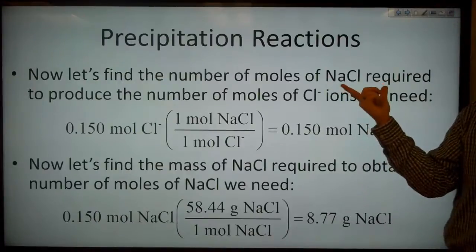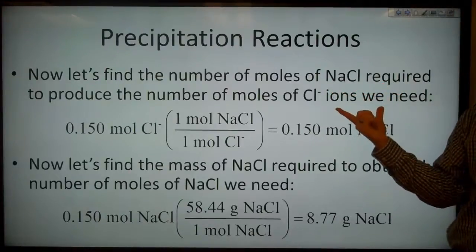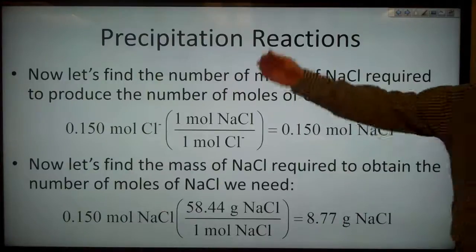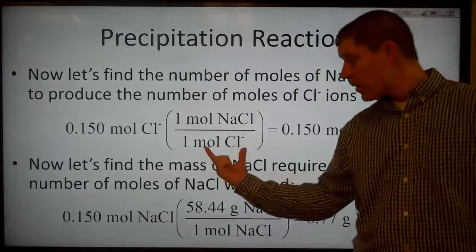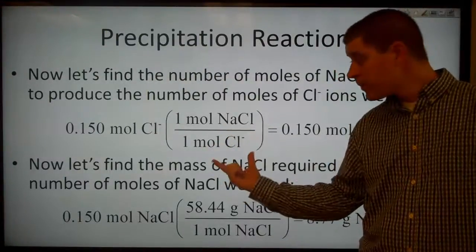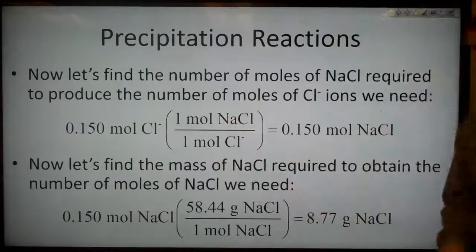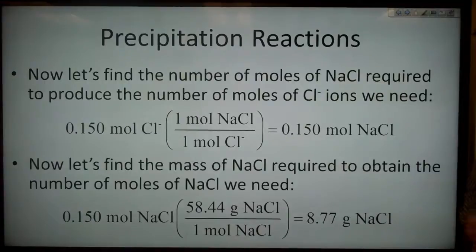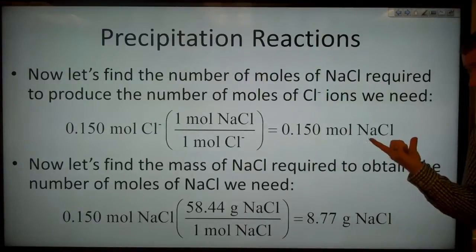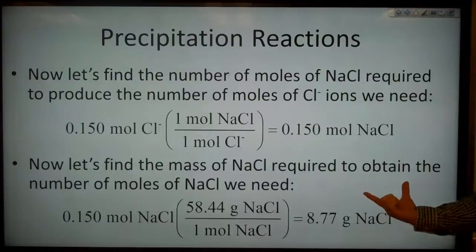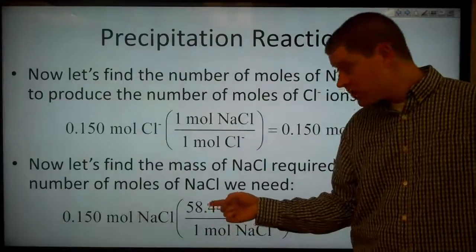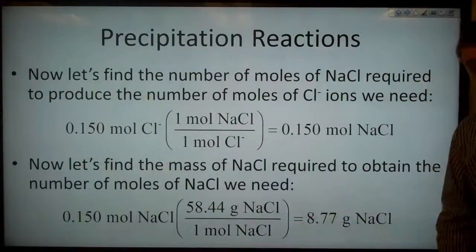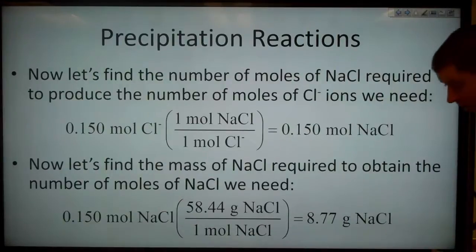Now let's find the number of moles of sodium chloride that are required to produce the number of moles of chloride ions that we need. Well, we know that we need 0.150 moles of chloride ions. We know that the mole ratio of chloride ions in sodium chloride is 1:1. So 1 mole of sodium chloride per mole of chloride ions. So we know that we need 0.150 moles of sodium chloride. Now let's find the mass of sodium chloride that's required to obtain our number of moles. We need 0.150 moles of sodium chloride, multiplied by the molar mass, 58.44 grams of sodium chloride. And that means that we need 8.77 grams of sodium chloride.